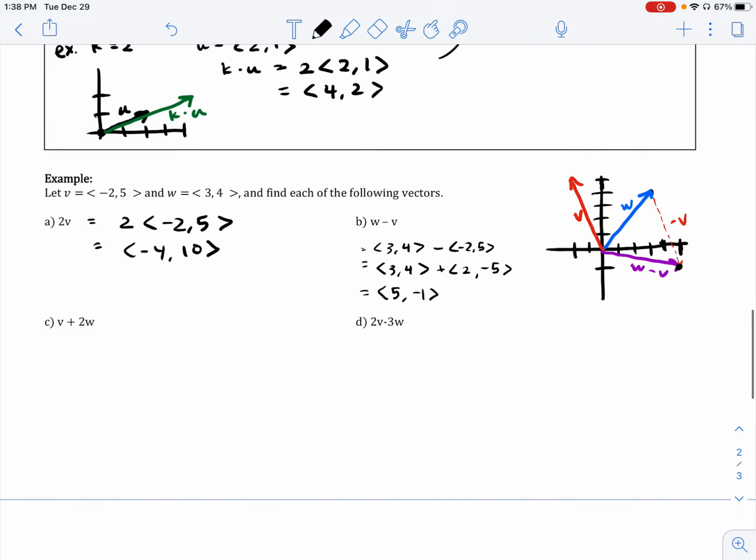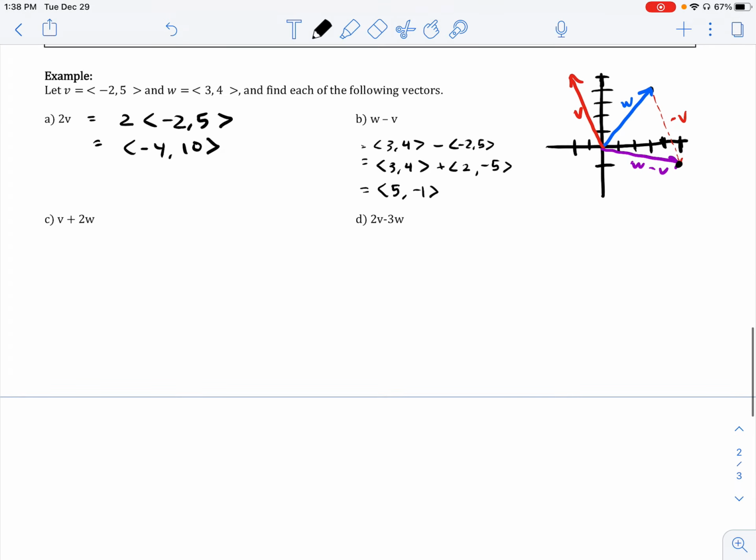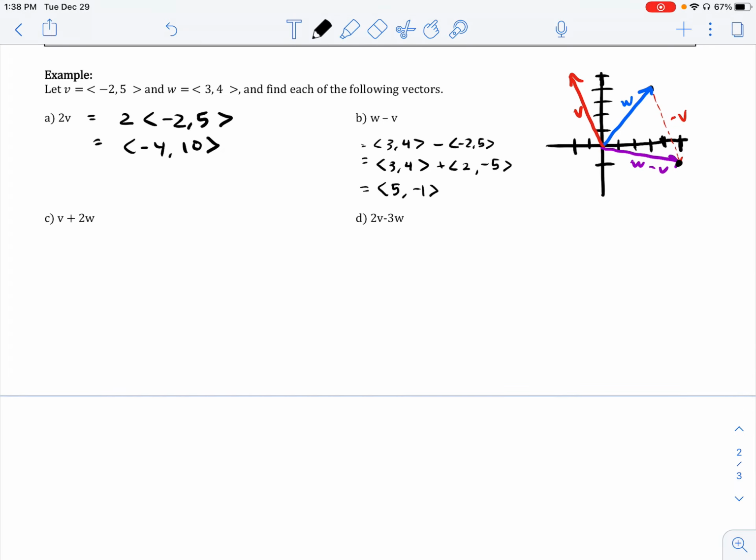So go ahead and try the remaining problems here, and I encourage you to practice sketching all the vector operations, as that is something that you will need to be responsible for.